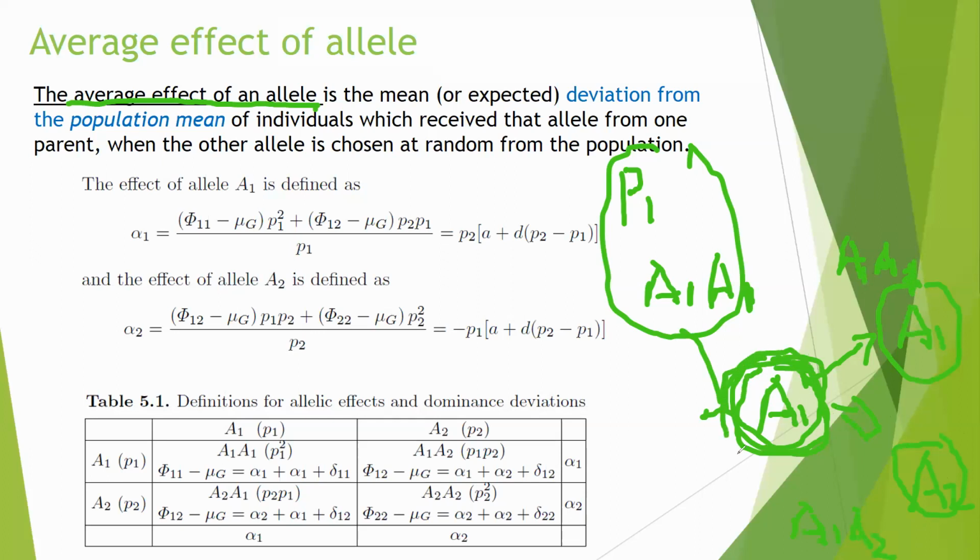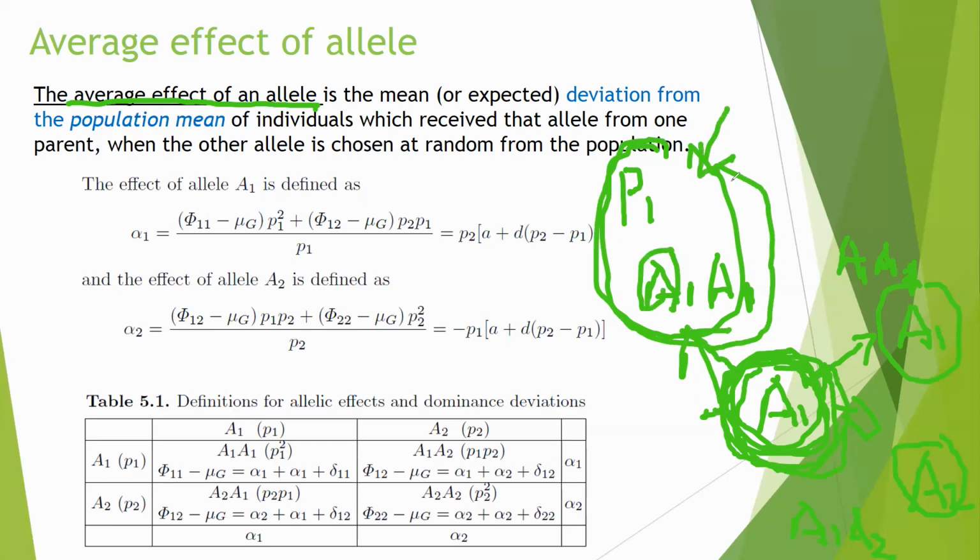Then since it's not definitive, we have to calculate the average or expected genotypic value from this allele, right? So this average effect of this allele represents the breeding power for these parents, because these parents will only produce the A1 allele. And what is the breeding power for these parents? So we use the average effect of this allele to represent the breeding power.